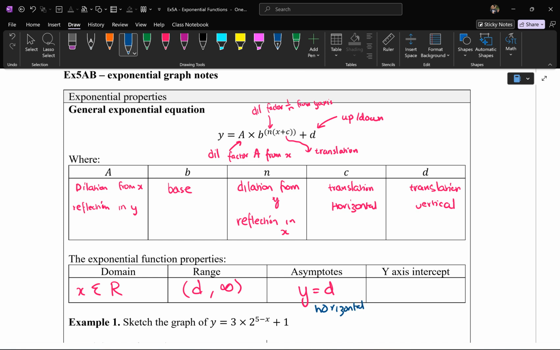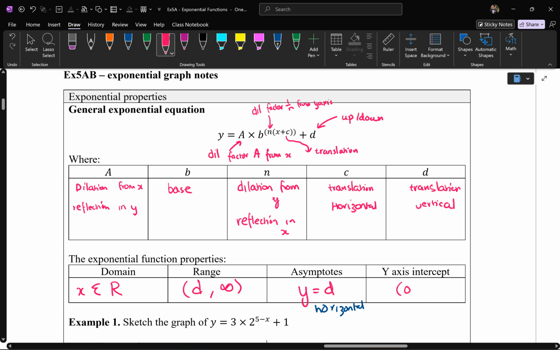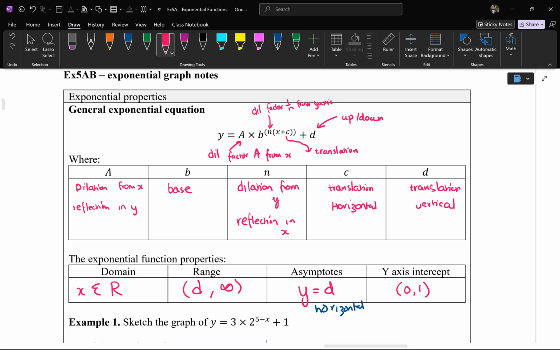And then your y-axis intercept. What do we know? Usually the y-axis intercept is at 1 because if x is 0, usually it's 1, but it depends on if there's any translations. So I'm going to write here usually. So that means when you're sketching, these are things that you've got to look out for. Asymptotes must be labeled, the equation of asymptote must be labeled, and your y or x intercepts must be labeled.